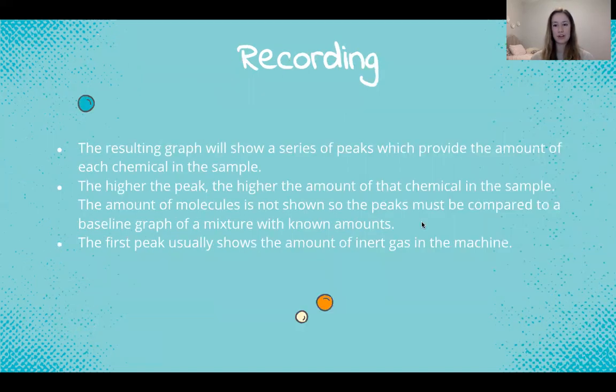So the graph will show a bunch of different peaks, which will tell you how much chemical is in each sample. And the higher the peak, then the higher the amount of that chemical in the sample. So they're proportional. And you can't see the specific amount of molecules shown by the peak, so you have to compare it to a baseline graph of a mixture that you already know the amounts of. And then the first peak usually shows the inert gas, and then the rest of the peaks normally show the different compounds that are in the solution.